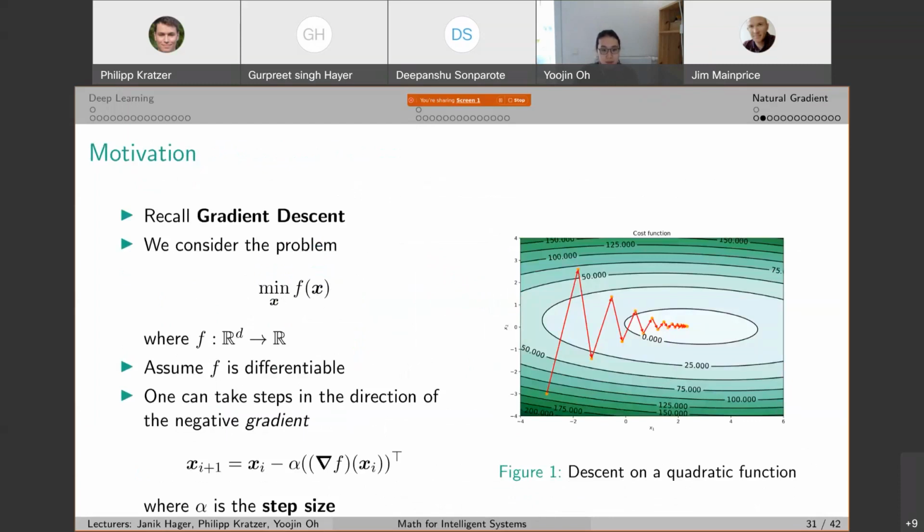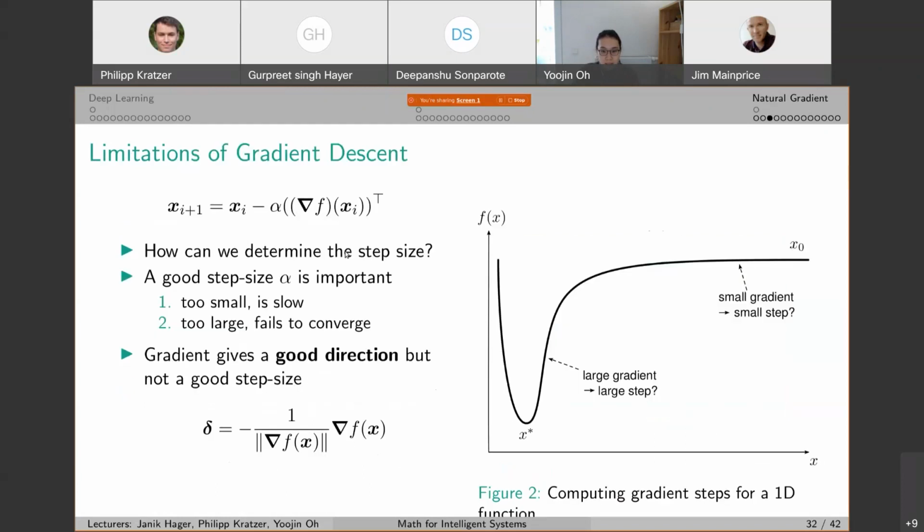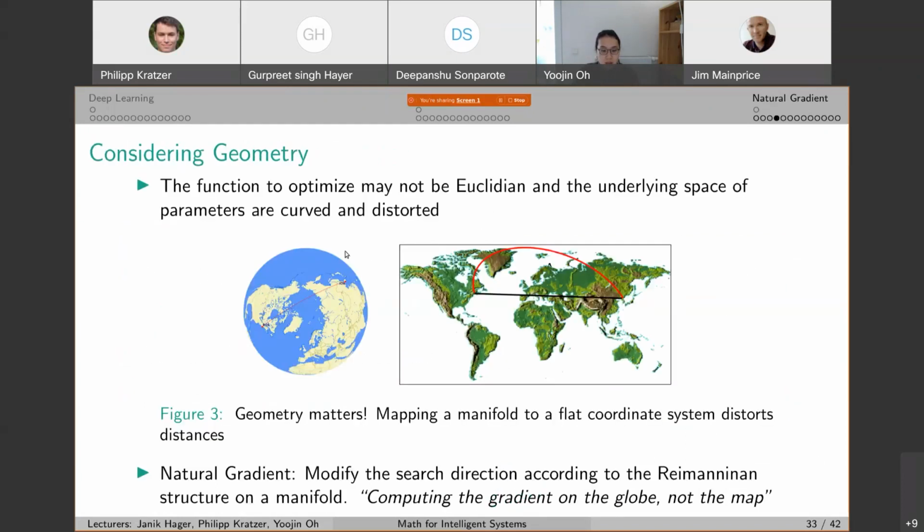But if this function, let's say, is a probability distribution function of a neural network, or this function could be a cost function over the space of a 7-dimensional robot arm, then this manifold itself would be n-dimensional, and there would be a difference from when you map it to a 2-dimensional Euclidean space. So that's where we use this natural gradient to modify the search direction to take the gradient steps.